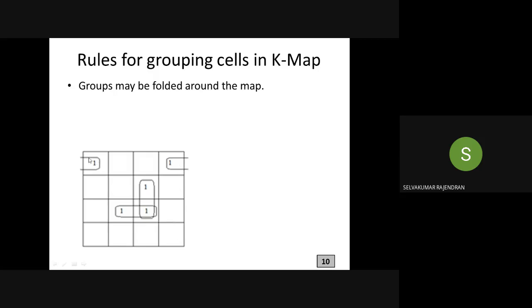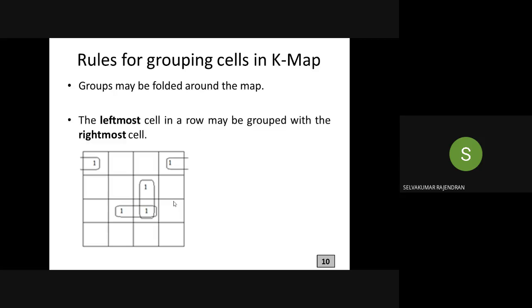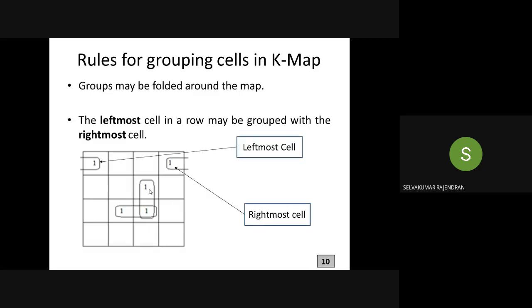Here we have one example. The first cell has a 1, and similarly the rightmost, fourth cell has another 1. You can combine these two ones, and this forms one group. Like that, you can take leftmost and rightmost cells to form a single group, or maybe two more groups. The leftmost cell in a row may be grouped with the rightmost cell.